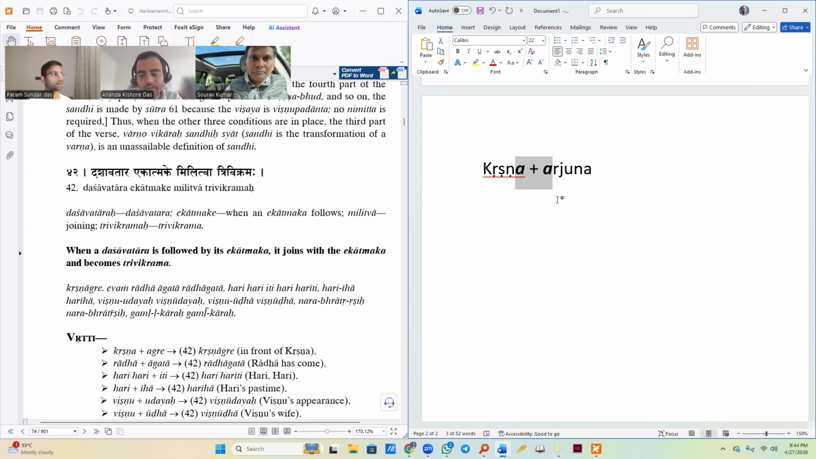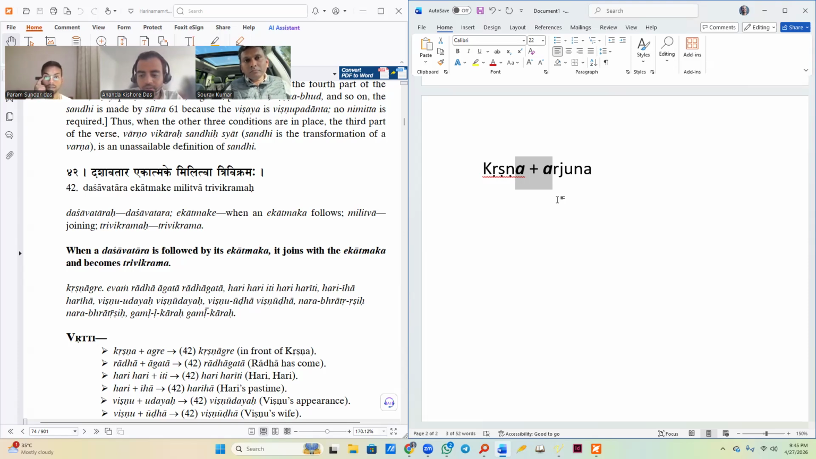Generally people think when we join something, we are adding something, merging something. No, but a deletion can also be Sandhi. We can delete and it can still be called a Sandhi, or we can insert something, or it can be a substitution or a replacement. So Krishna and Arjuna, Sandhi happens between these two letters.